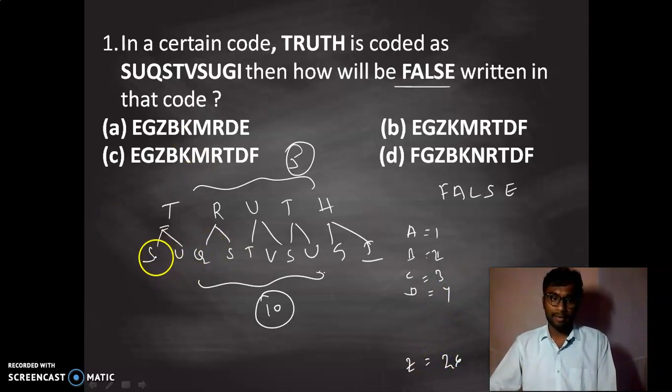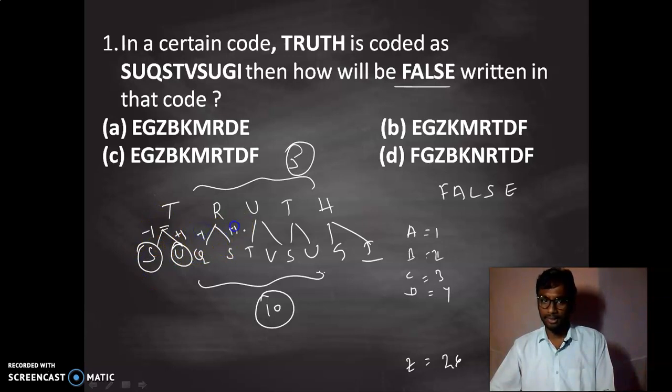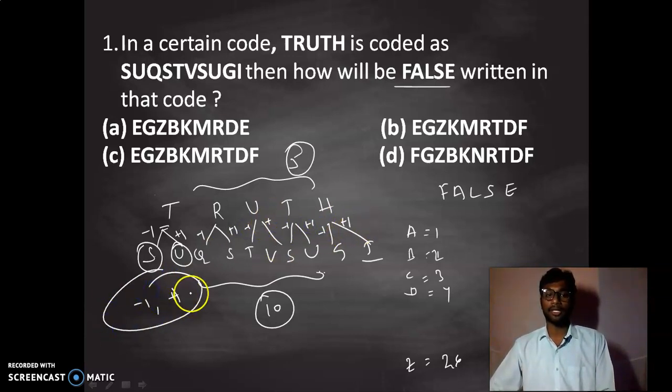So here we have S, T. Take T: what is the relation between T and S? T minus 1 is S, and T plus 1 is U. In the same way, for every letter we have minus 1 and plus 1. So minus 1 plus 1 is the logic. Now go for false. Again we have minus 1 plus 1 for each letter.